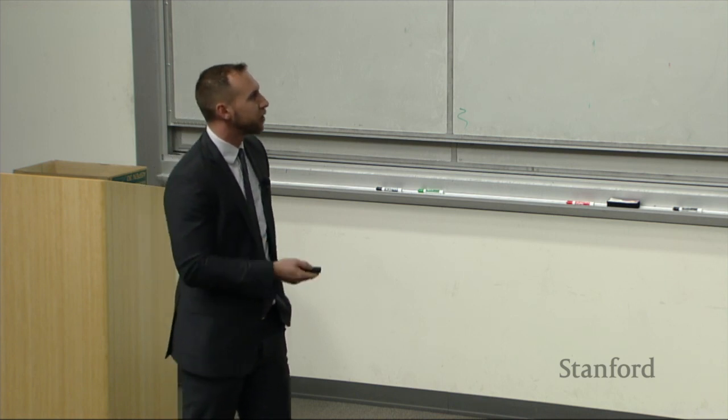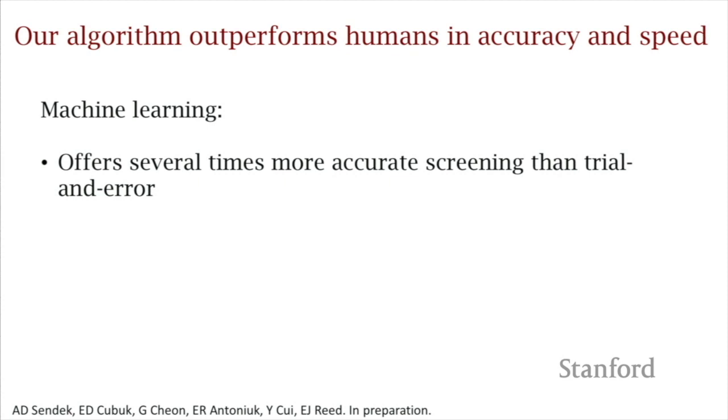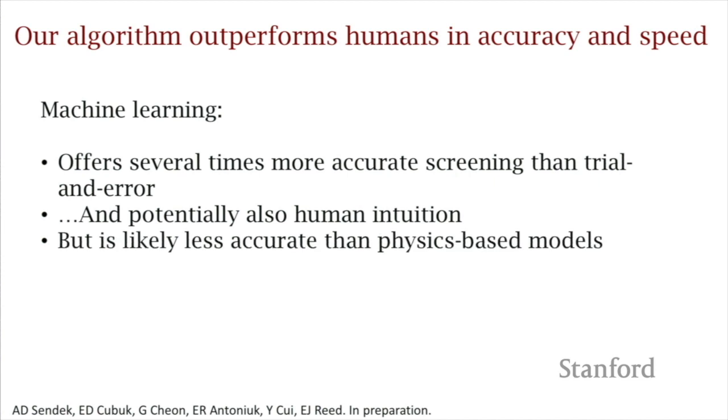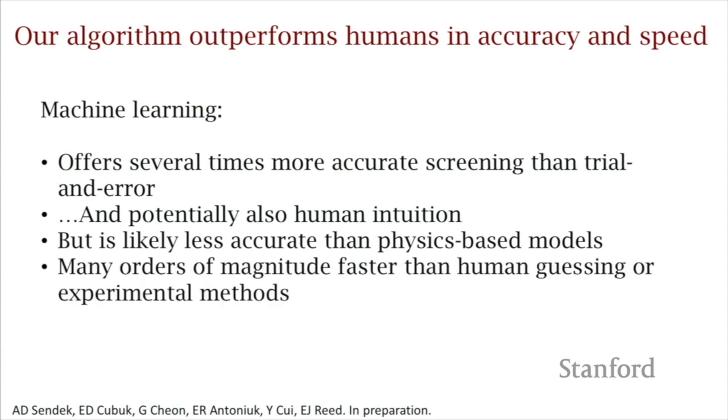So what we've learned from this is that there are a few ways to think about the value that machine learning brings to these sorts of problems. Machine learning offers guessing that's several times more accurate than trial and error, and potentially also than human guessing. It's likely less accurate in general than physics-based models, but it's many times faster than both of these approaches.